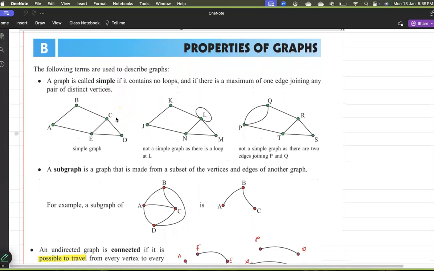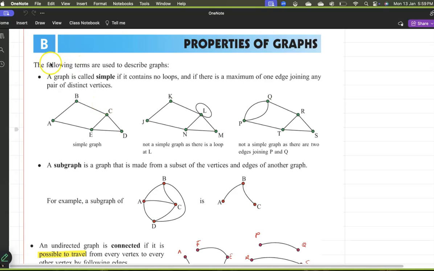Properties of graphs. The following terms are used to describe graphs. This is a simple graph. A graph is said to be simple if it contains no loops and there is a maximum of one edge joining any pair of distinct vertices. There is a maximum of one edge.